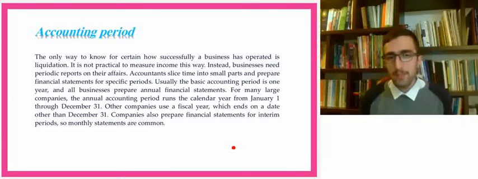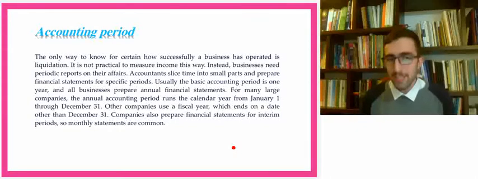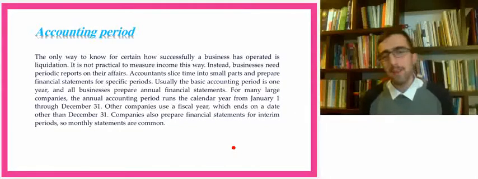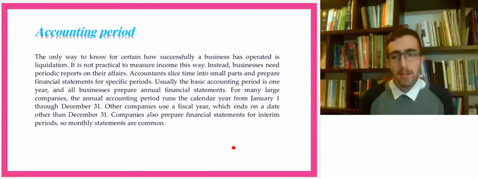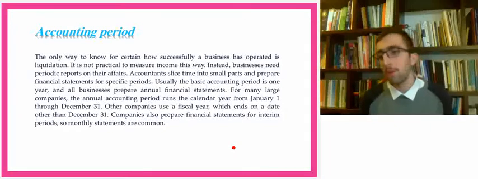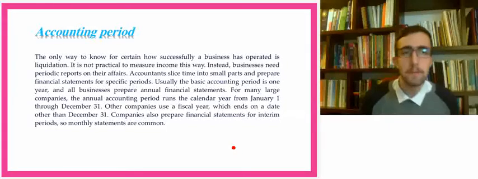And companies can prepare financial statements for interim periods, so monthly statements are common. But most of our discussion of accounting principles is for one annual accounting period, for 1 year. But it is possible that companies and businesses use interim periods, for example, 2 months, 4 months, or semi-annual, I mean 6 months. It can all happen.